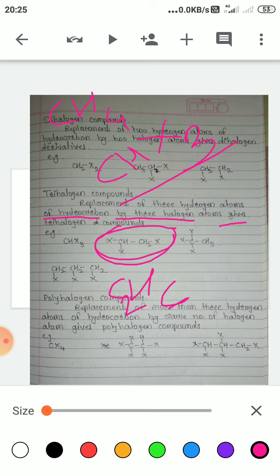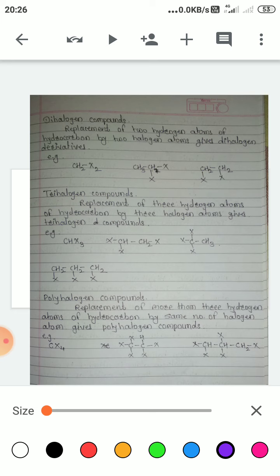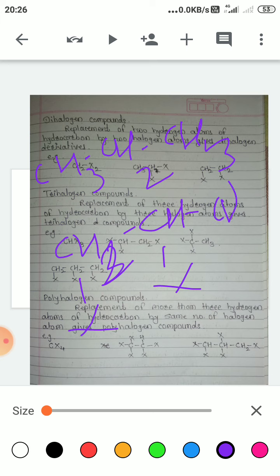In the same way, if we take propane, that is CH3 CH2 CH3, and replace one hydrogen atom from each of the 3 carbon atoms, we get CH2X CHX CH2X. This is also called a trihalogen compound.